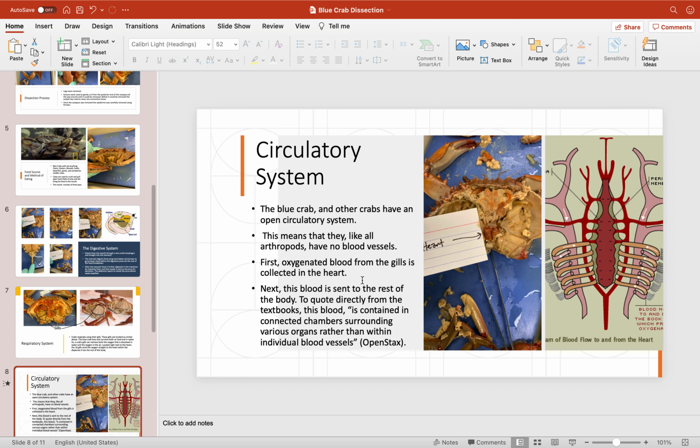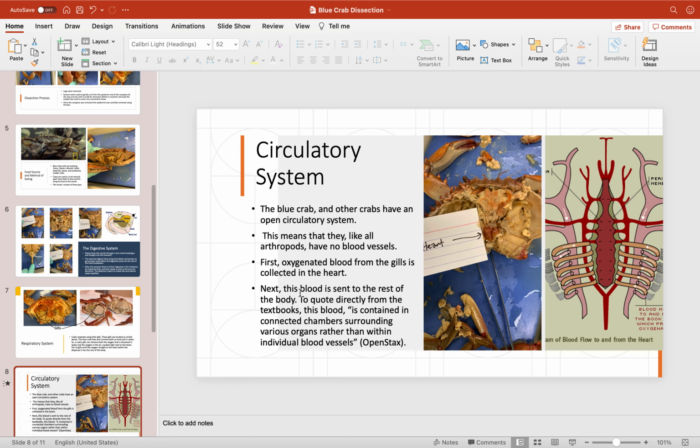The circulatory system here, the heart is pictured right there. We already showed you where the gills were lining the heart, which feed the oxygenated blood into the heart. Blue crab and crabs like it, or I guess all crabs, have an open circulatory system, which just means that they don't use blood vessels in order to transfer blood from the heart to the rest of the body.